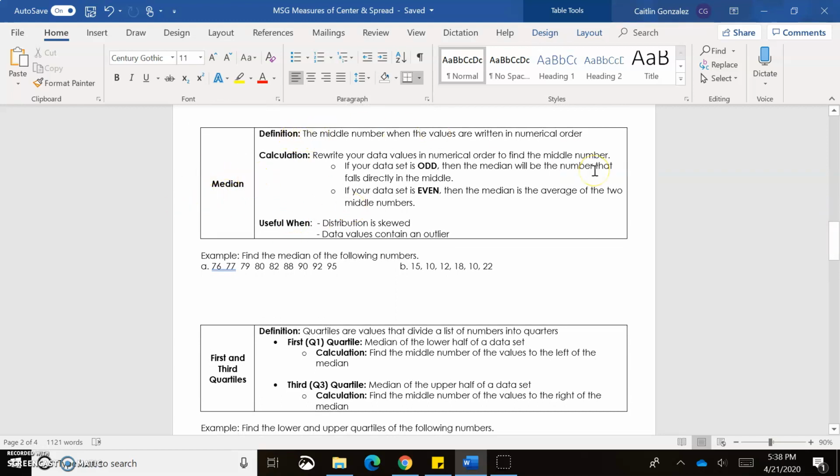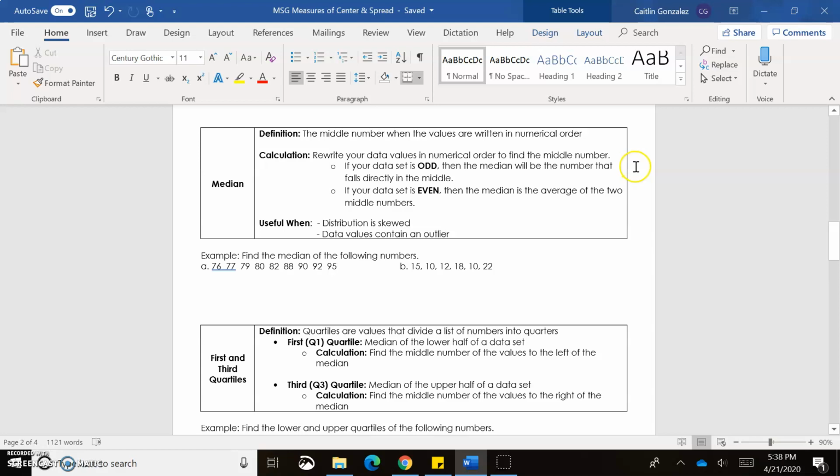Another one that's probably familiar to you is the median. Median is the middle number when the values are written in numerical order, so they have to be in order least to greatest. That's probably one of the biggest mistakes I see, is forgetting to put the data in order before you find the median. Once you have your data in order, you're going to find the middle number.